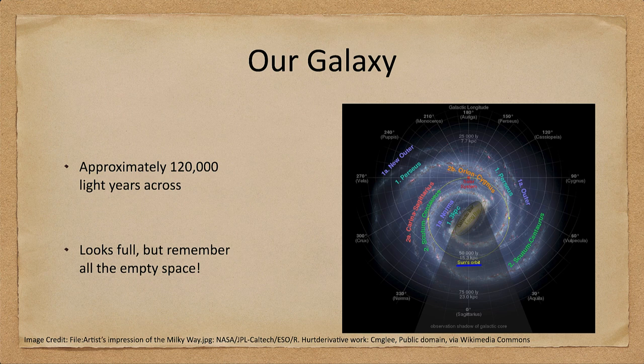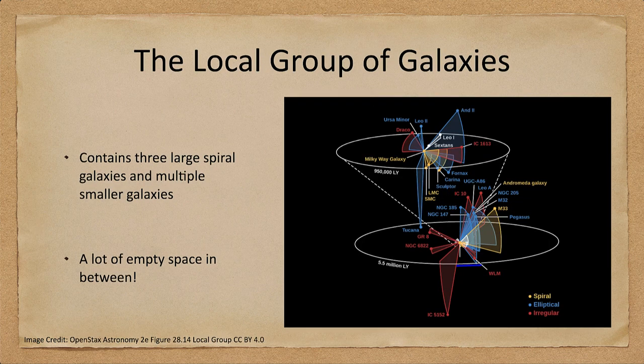So remember how much empty space there actually is. Our own galaxy is about 120,000 light years across. Now, as we move further out, let's look at some other galaxies. And here we see our local group. There's our Milky Way, which is here in the center, and the next nearest large galaxy is the Andromeda Galaxy over here on this side.